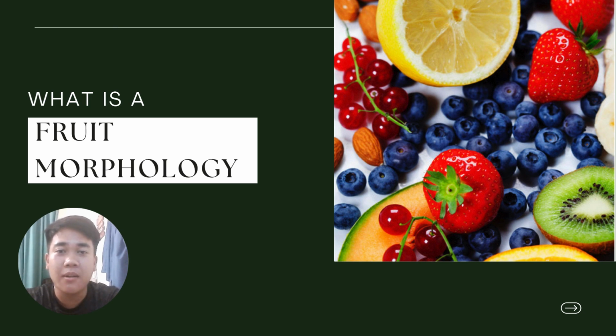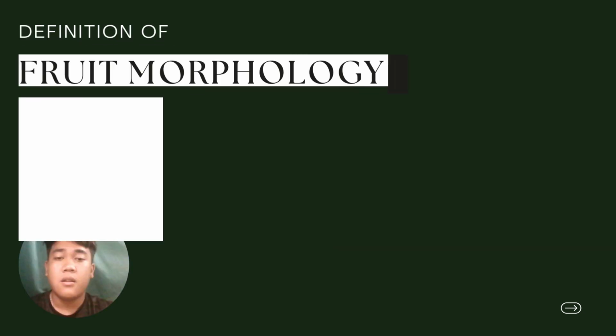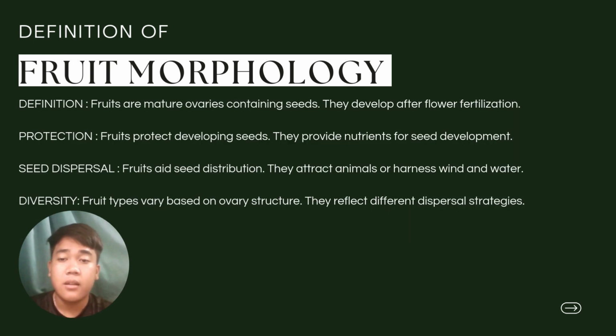Today, I will present about fruit morphology. So, this is my next slide, which is the definition of fruit morphology. Fruits are mature ovaries containing seeds. They develop after flower fertilization.